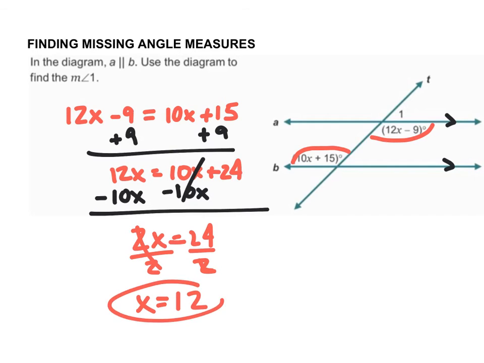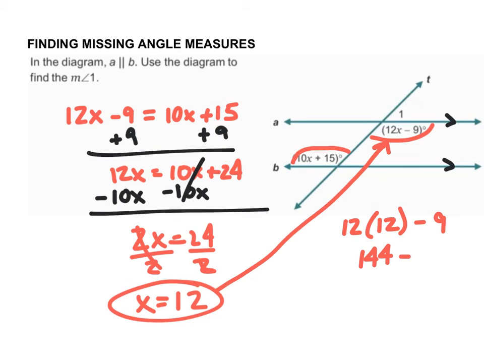Okay, so once I have found that x is equal to 12, what I want to do is figure out what this angle measure is here. What I can do is substitute 12 into this angle and figure out what that is. So I'm going to do 12 times 12 minus 9. 12 times 12 is 144, minus 9 is going to give me 135. So this angle measure here is 135 degrees, and I figured out what that angle is.